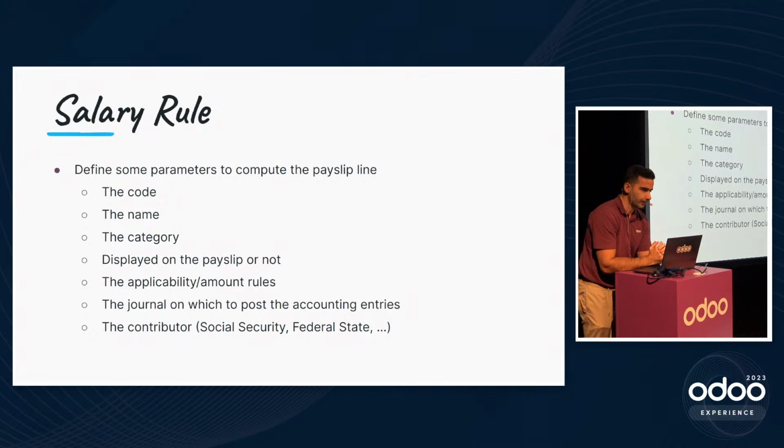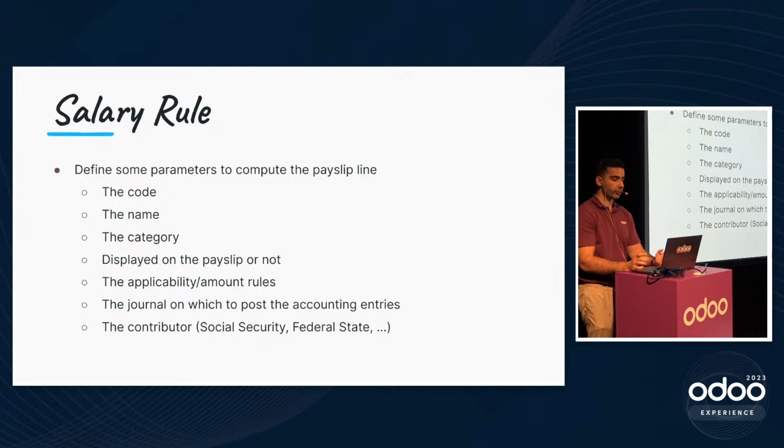Okay, now we have the core of it. So the salary rule. This is what actually computes amounts and quantities. So on a rule, we can define a code, which could be, for example, federal tax, a name, and a category. What is a category? It could be an allowance, a deduction, and so on. You can also choose to display that salary rule in the PDF report or not. For example, if it should be hidden for the employee or not. You can also define the conditions to apply the rule or not, and also the rules to compute the amount itself.